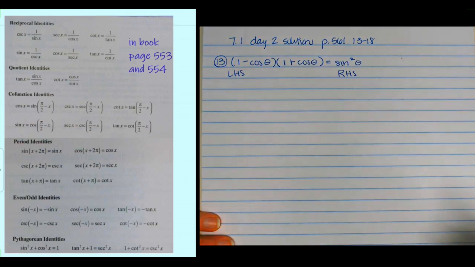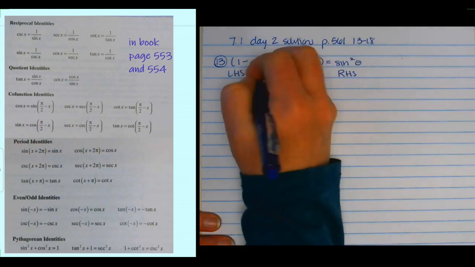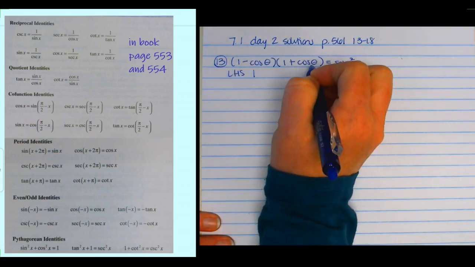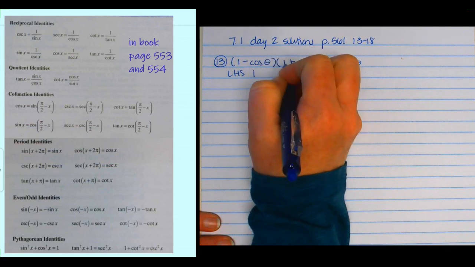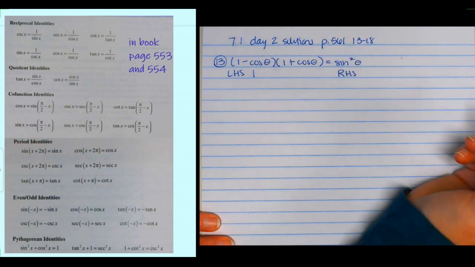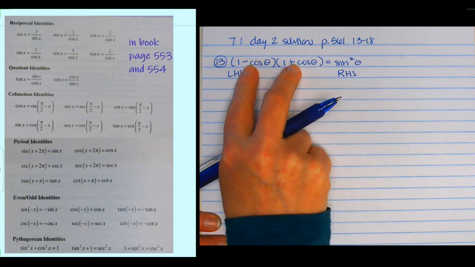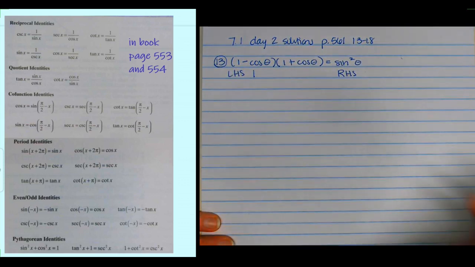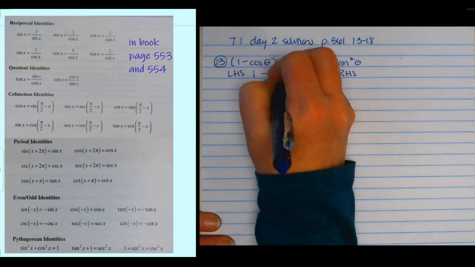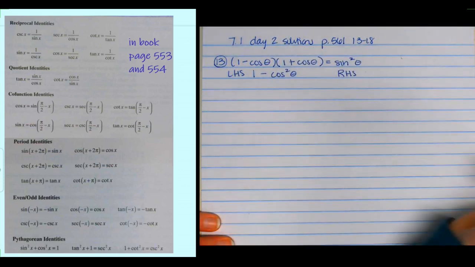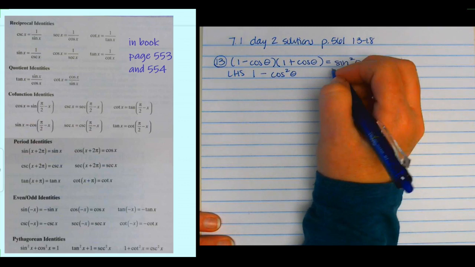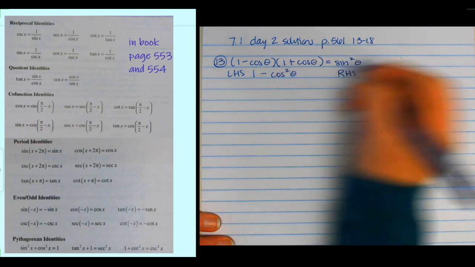Okay, so on the left-hand side, the math that I'm given is two binomials next to each other, which means multiplication. So I'm going to multiply 1 times 1 and get 1, 1 times cosine and get cosine, negative cosine times 1 and get negative cosine. Those cancel. These are conjugates. They have the same number in the front and back, and a plus and a minus. So this is difference of squares. So we end up with 1 minus cosine squared theta on the left-hand side.